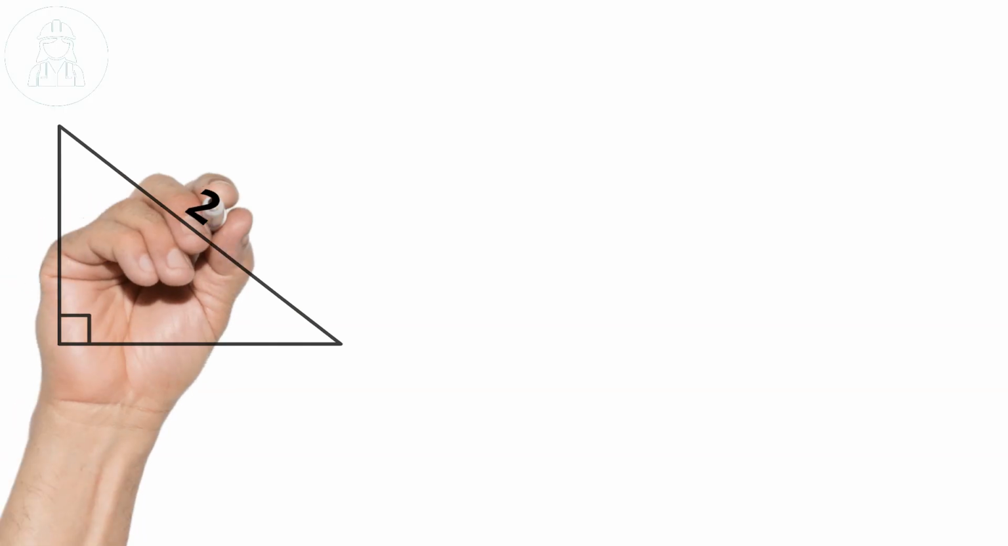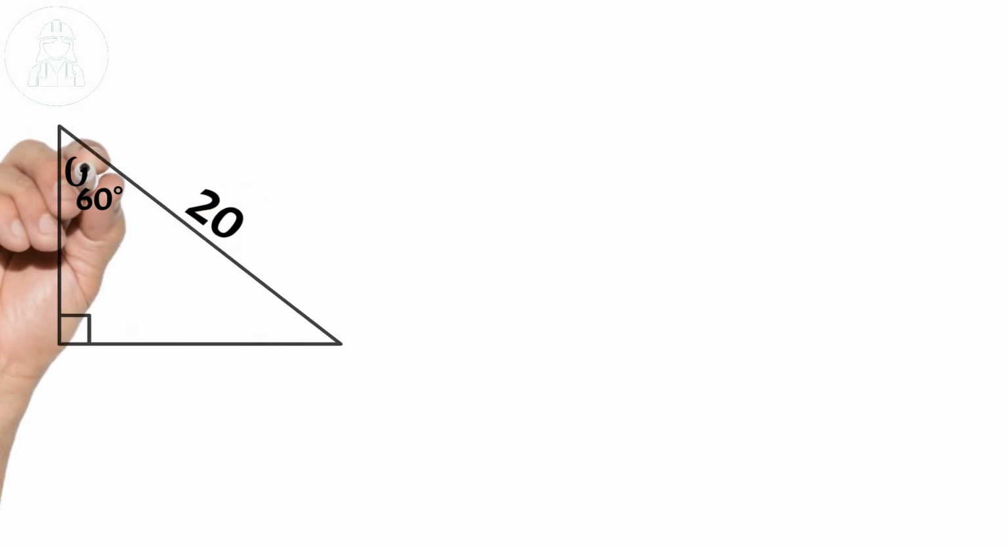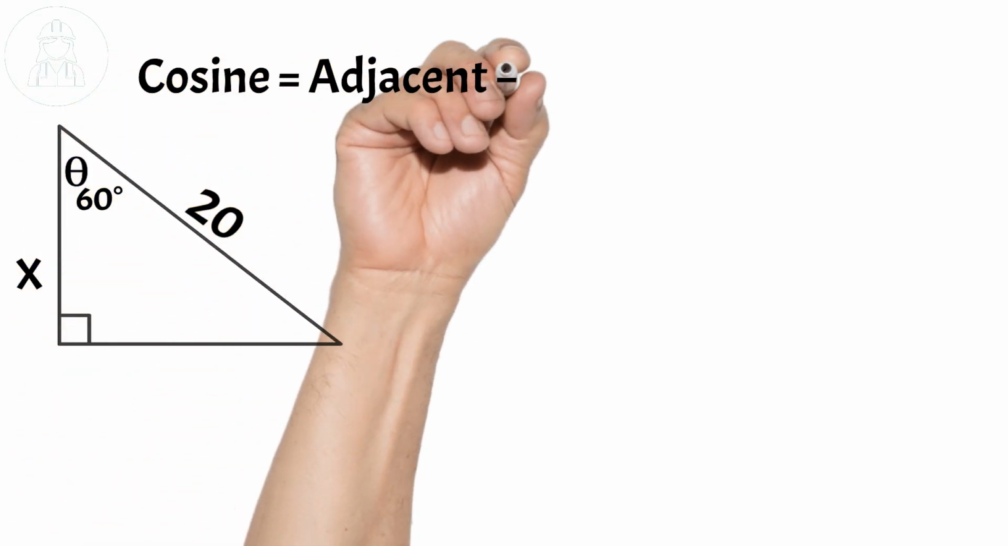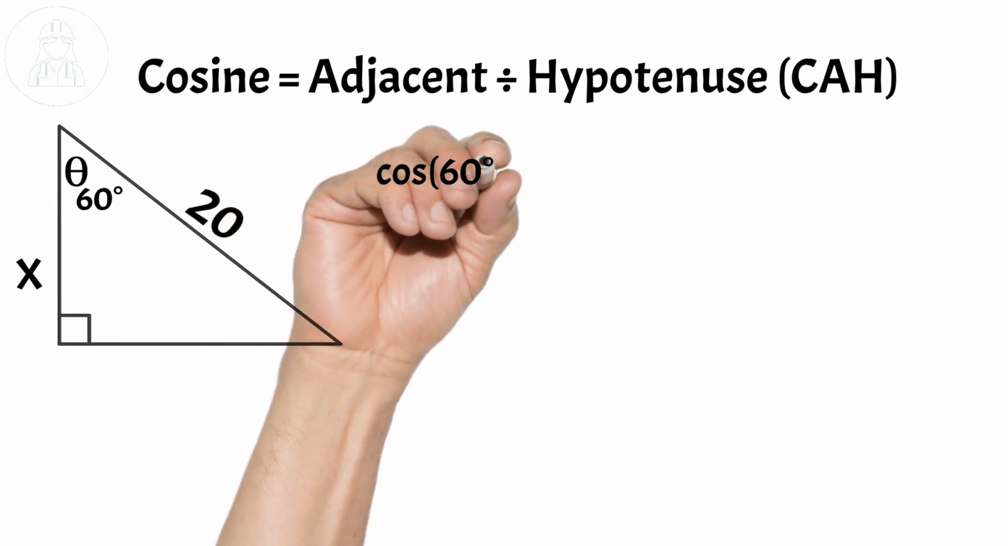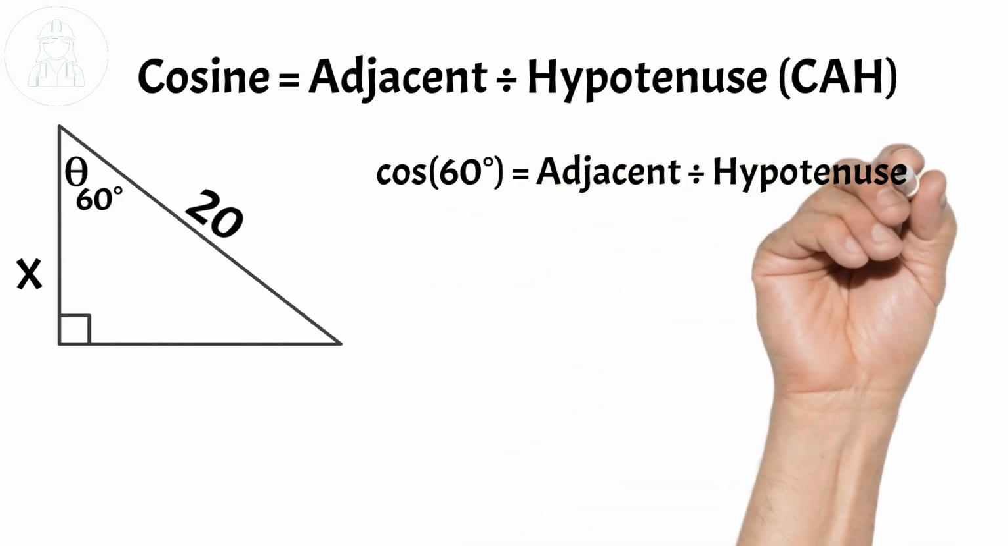We're given an angle of 60 degrees and we're told the hypotenuse is 20. The goal is to find the adjacent side. Which trig function connects adjacent and hypotenuse? That's right, cosine. Remember, CAH, C-A-H, cosine equals adjacent over hypotenuse. So we set it up. Cosine 60 degrees equals adjacent divided by hypotenuse.